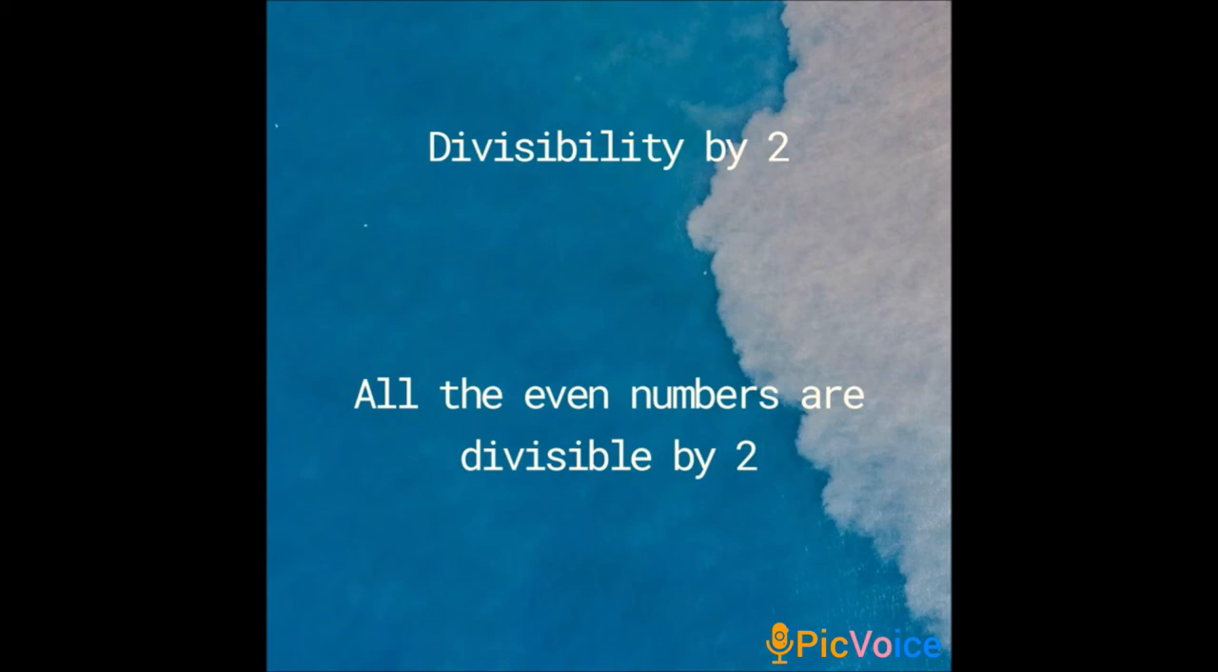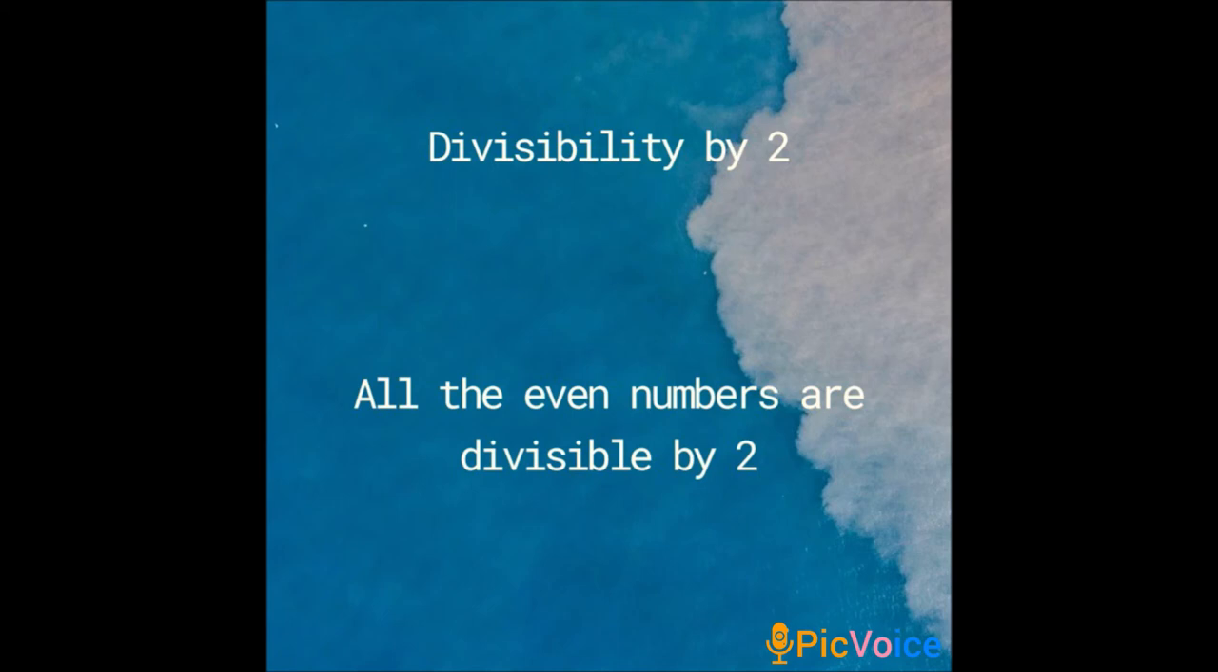What is meant by divisible by 2? If you divide a given number by 2, it should leave the remainder as 0. Then only you can say the given number is divisible by 2. So this is the meaning of the term divisible by 2. Now if a number is given to you, you have to say whether it is divisible by 2 or not. How do you say? You have to check whether it is even or not. If it is even, you say it is divisible by 2. Otherwise, you say it is not divisible by 2.